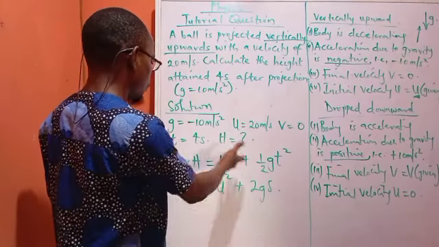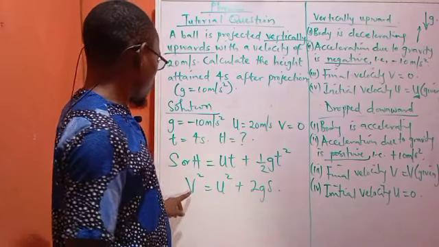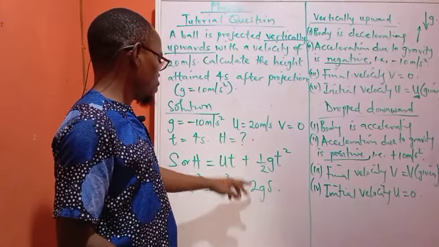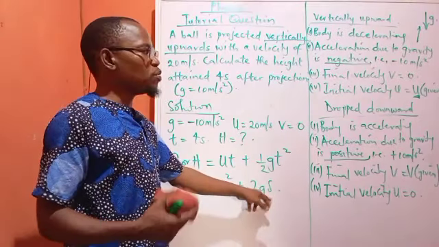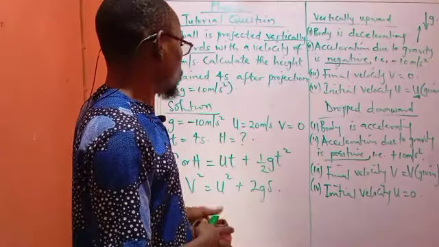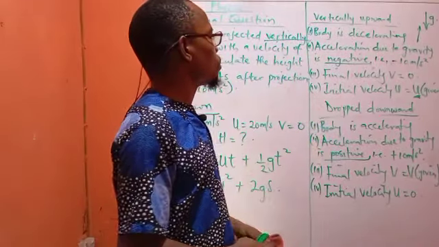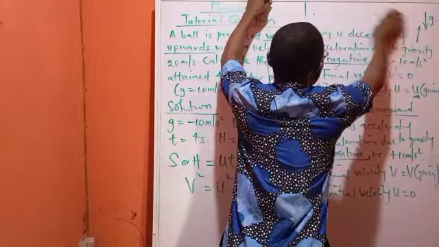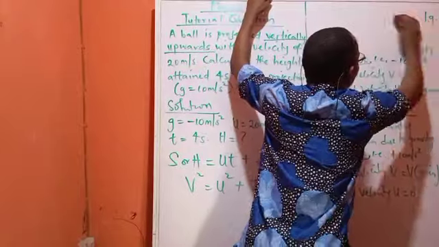You can use any of these formulas, because looking at what we have here, we have our final velocity, our initial velocity, our gravity, and our s, which is what we want to look for. So we just make s the subject of the formula, and we are good to go. Please take note of this. If you take note of this, then solving a question like this won't be an issue. Let me take it down so that we'll be able to continue.